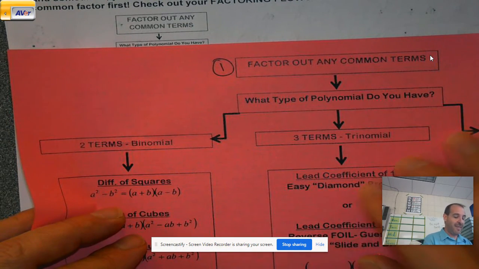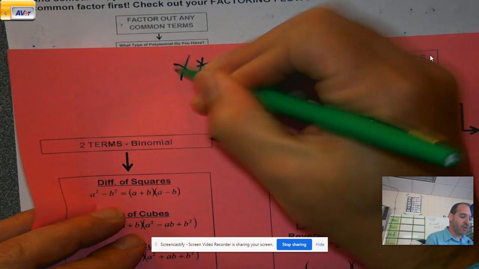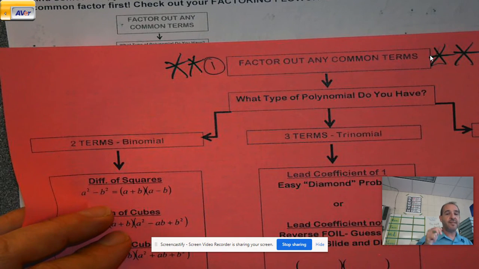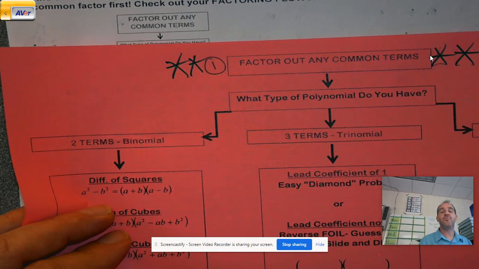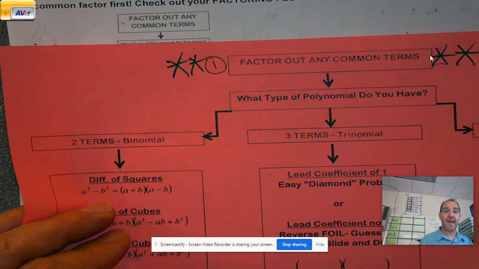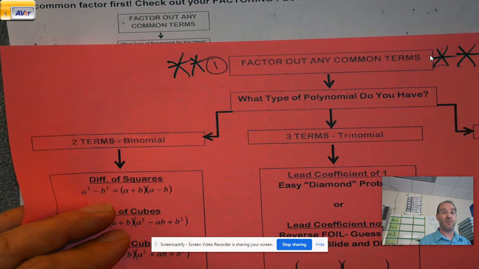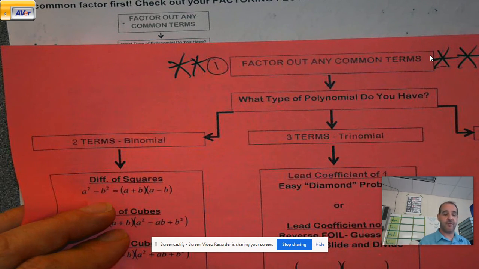Factor out any common terms. You need to double, triple, star, underline it, highlight it if you have it. Every single factoring problem you do, you need to check first to see, are there any common terms? Is there something I can take out? Because A, it's going to keep you from getting to the simplest form of the problem otherwise, and B, sometimes you may not be able to do it if you don't take out the common term.